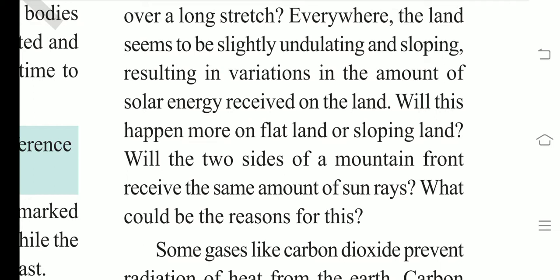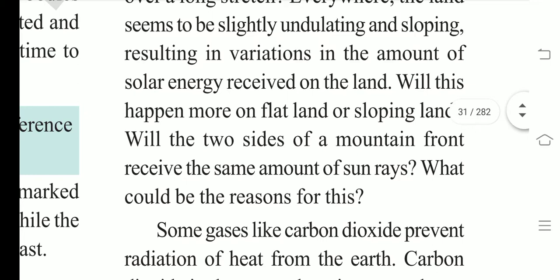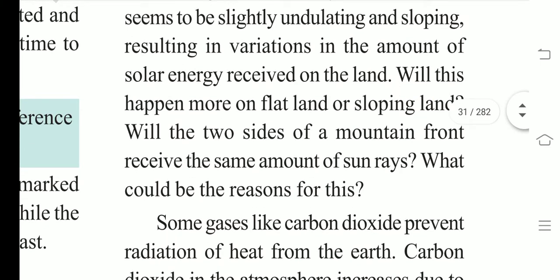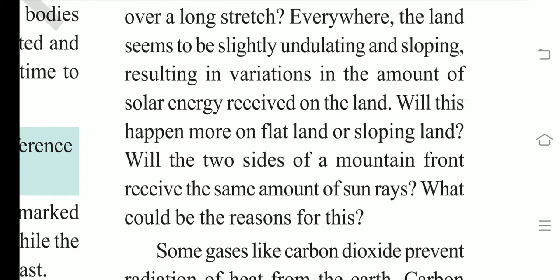Where do we see this? Do two sides of a mountain front receive the same amount of sun rays? No, right? What could be the reasons for this? One question is asked to you: why do the two sides of the mountain not receive the same amount of sun rays, right? And where do we see that the insolation is high, whether on flat land or sloping land, right?